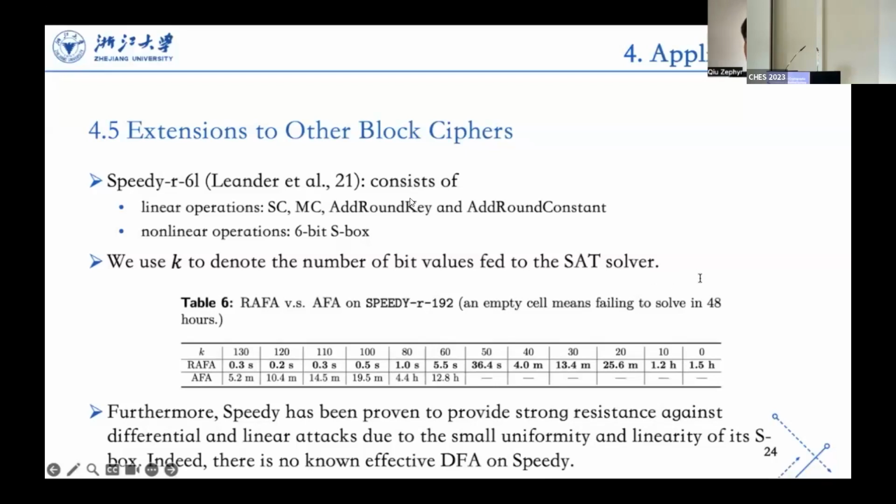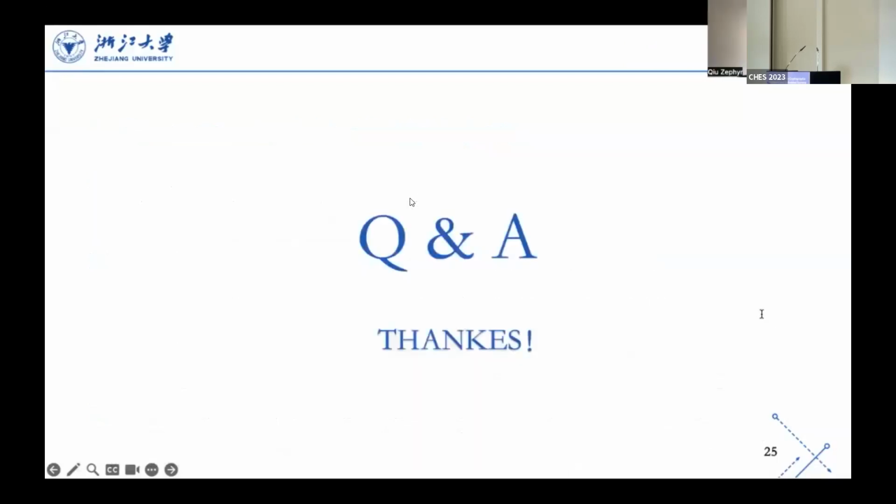Furthermore, as stated by Leander et al. in their proposal of Speedy, this block cipher is proved to provide strong resistance against differential and linear attacks due to the small uniformity and linearity of its S-box. Indeed, there is no known effective DFA on Speedy. That's all of my presentation. Thank you so much for your attention.